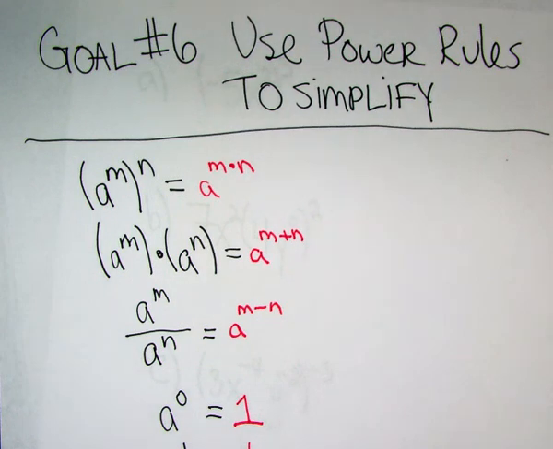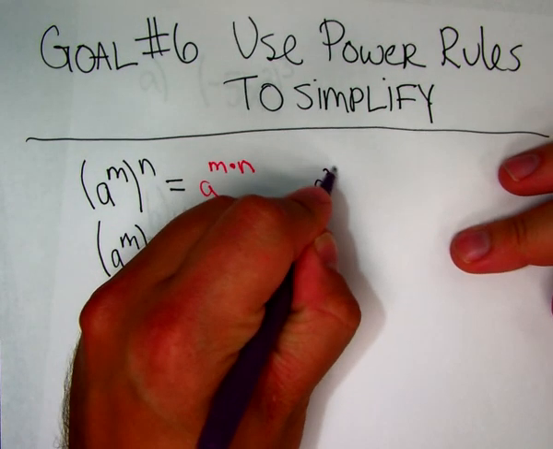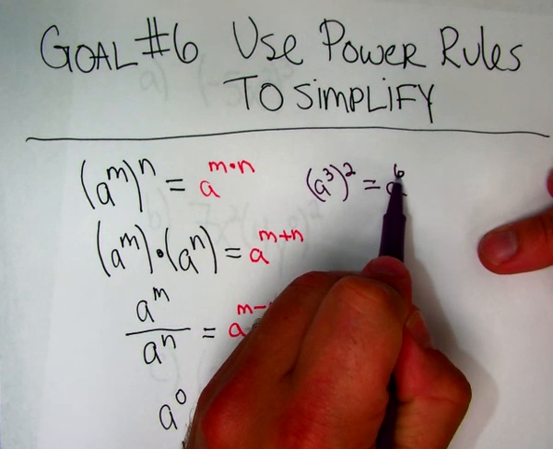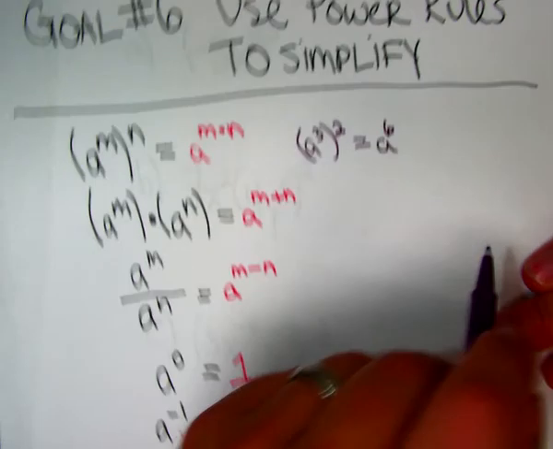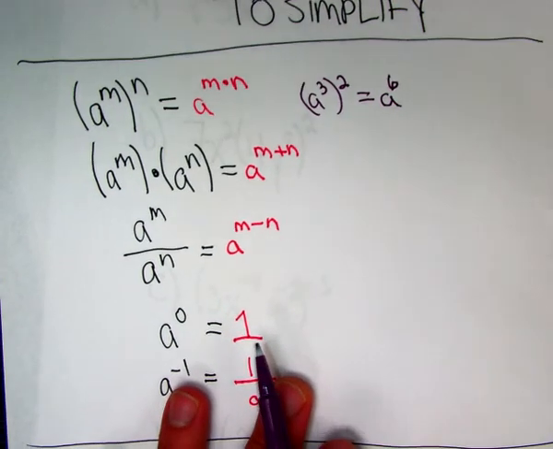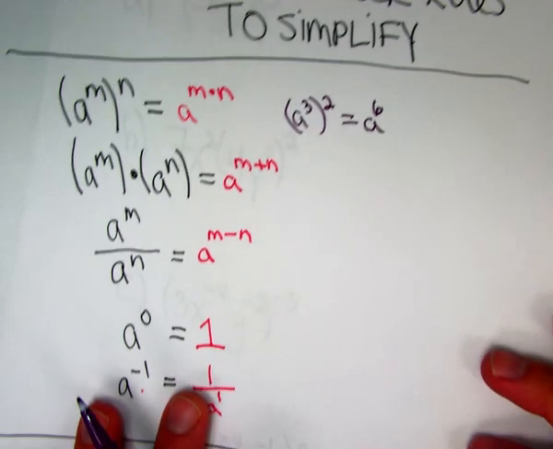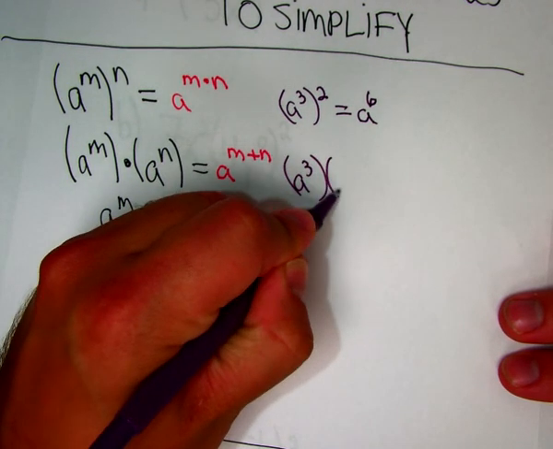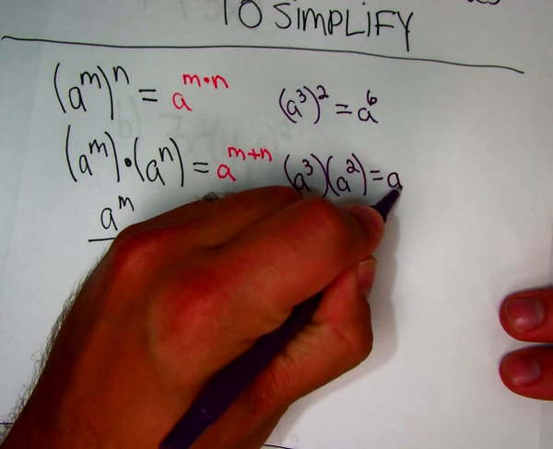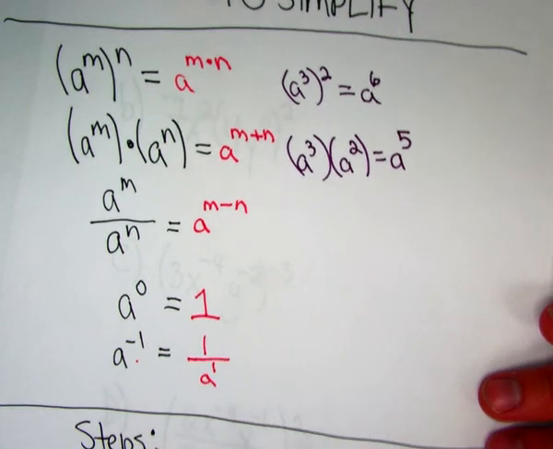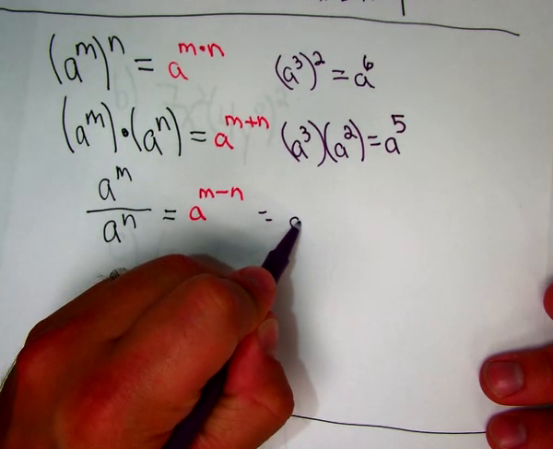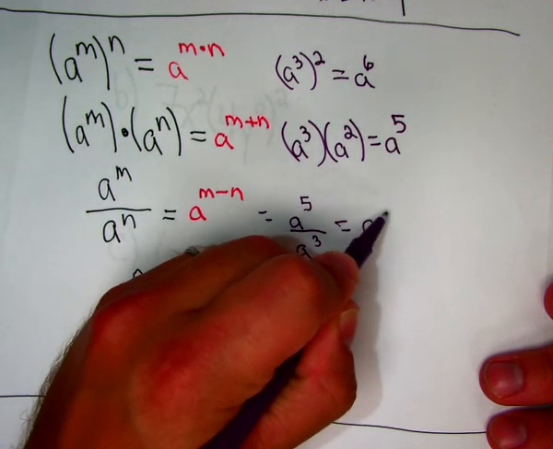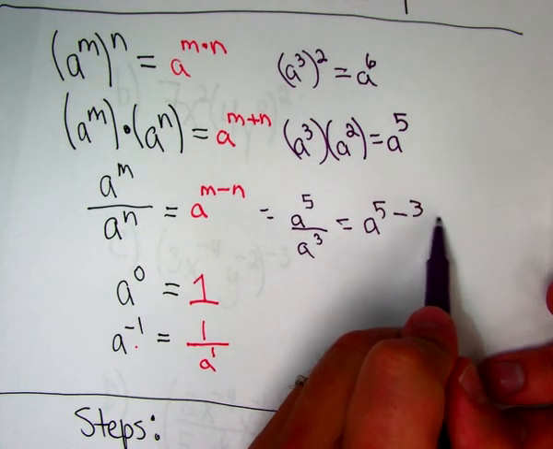Okay? If I have a to the third raised to the second, that means we have a to the 3 times 2, which is a to the 6th. Take a look at a to the m times a to the n. So if we have a to the 3 times a to the second, means we have a to the 5th. Here we have a to the 5th over a to the 3rd. That's going to equal a to the 5 minus 3, which is just a to the 2.